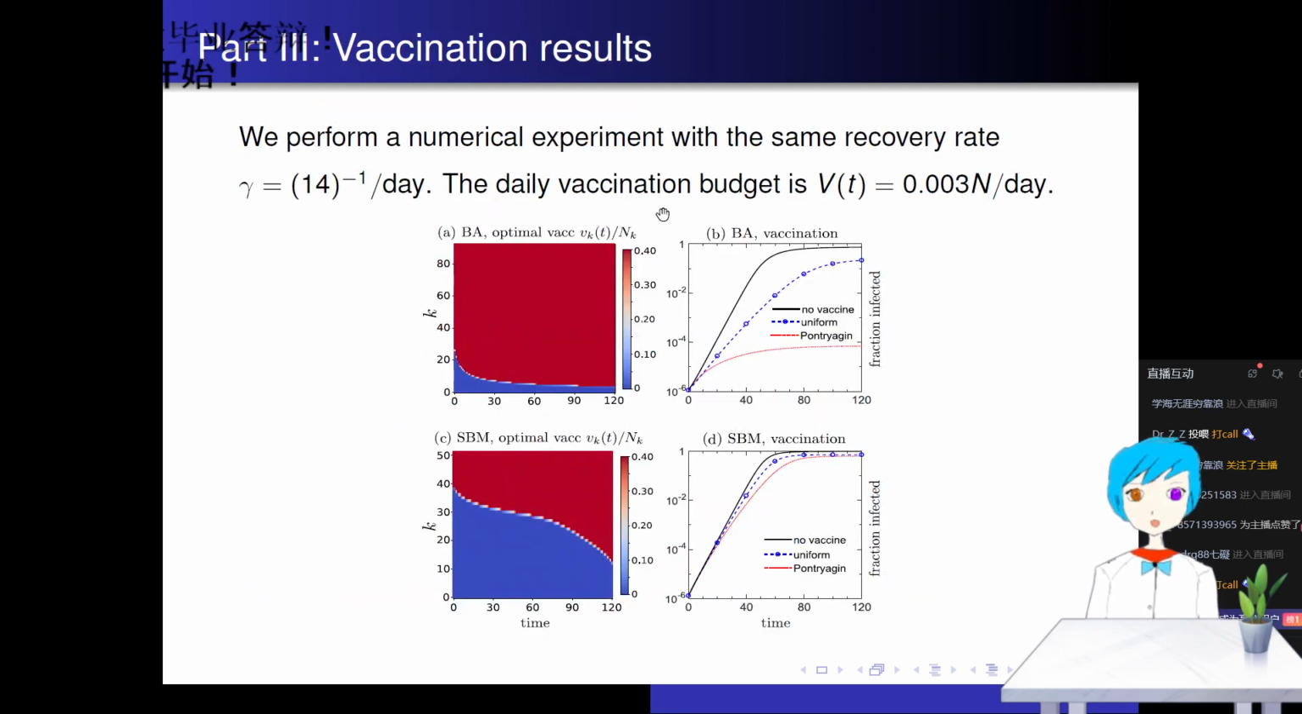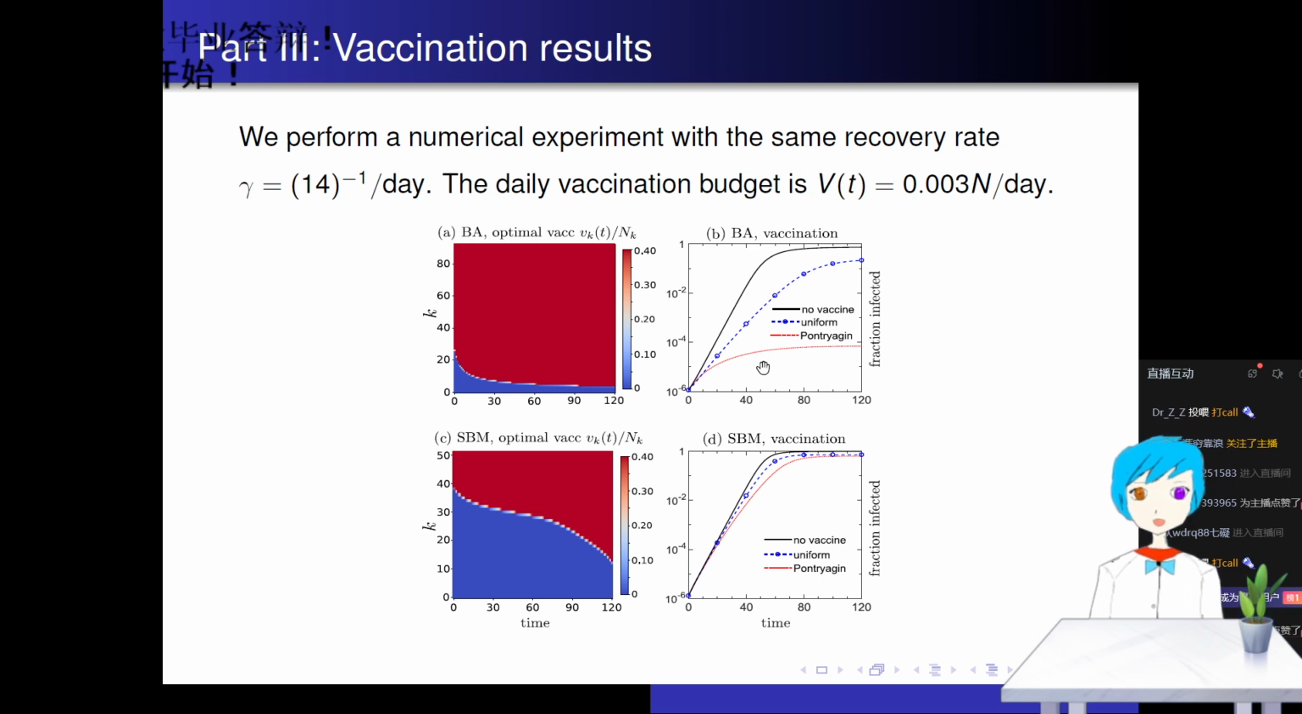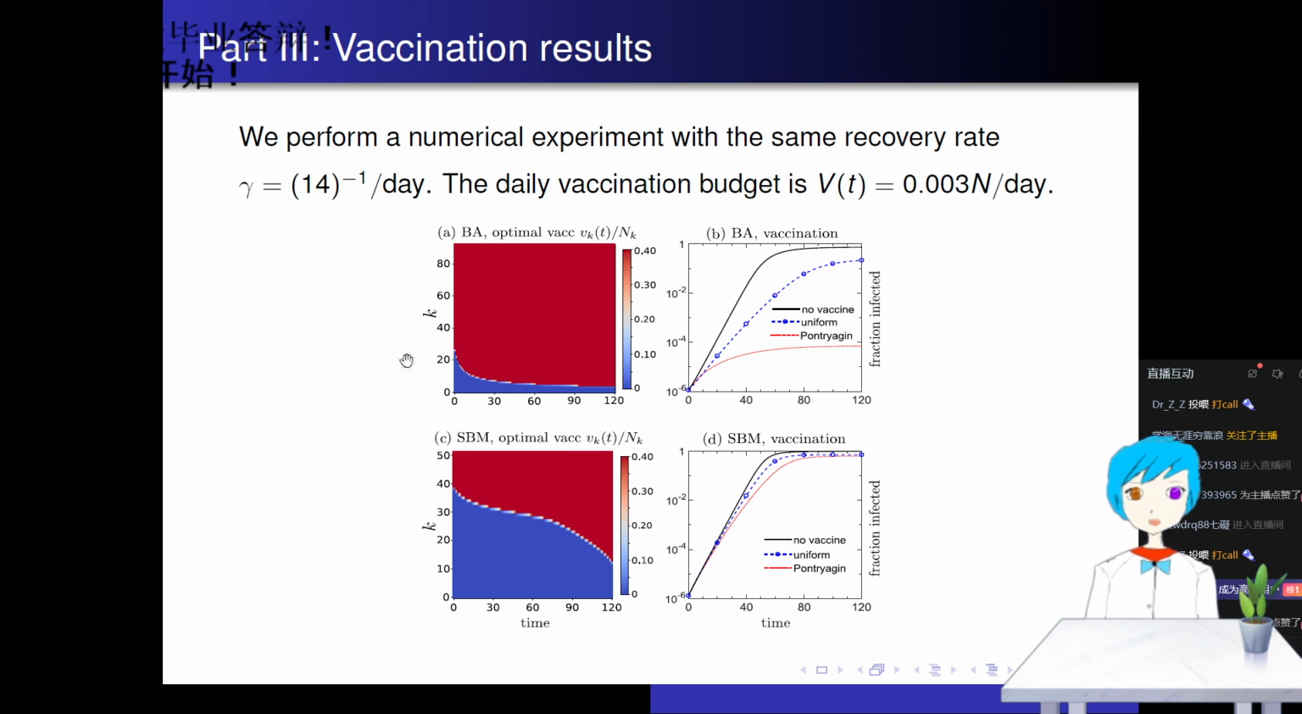We perform a numerical experiment with the same recovery rate and this vaccination budget for the two different networks. We found that in the Barabasi-Albert network, it is hopeful that we can control the spread of disease, because as long as we vaccinate those with the highest degrees, the spread of disease will be cut off, because only very few people have large degrees and most people have very small degrees.